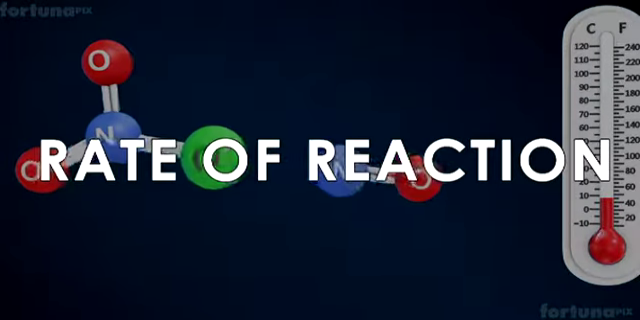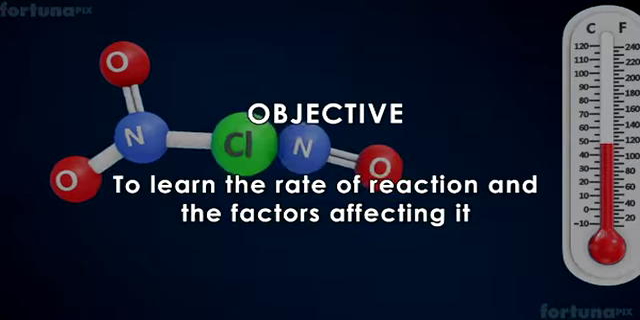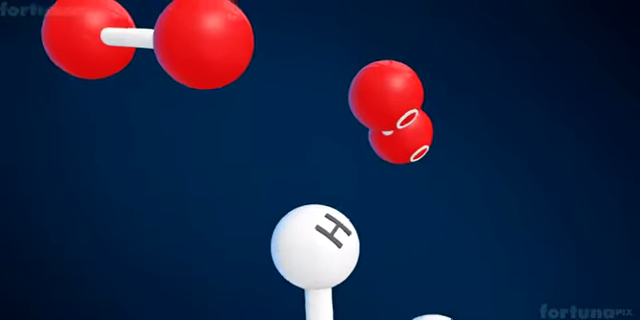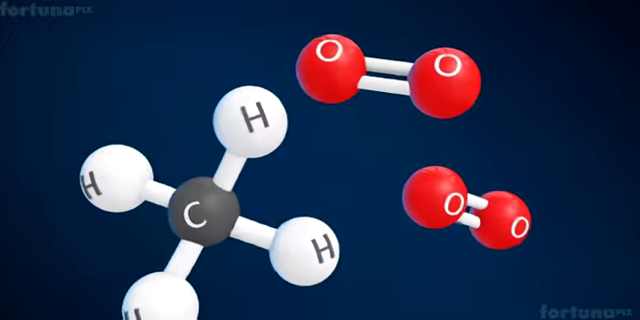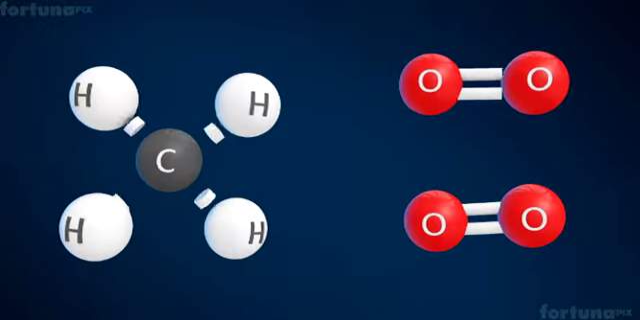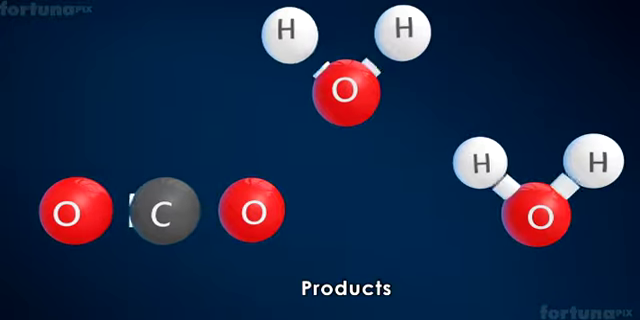Rate of reaction. Objective: to learn the rate of reaction and the factors affecting it. A chemical reaction is a process during which certain substances, known as reactants, undergo changes to yield new substances, known as products.